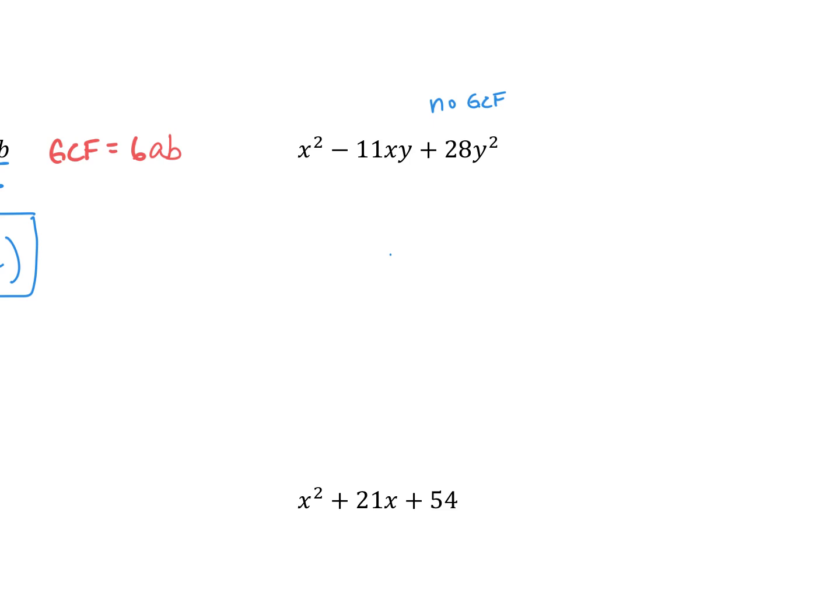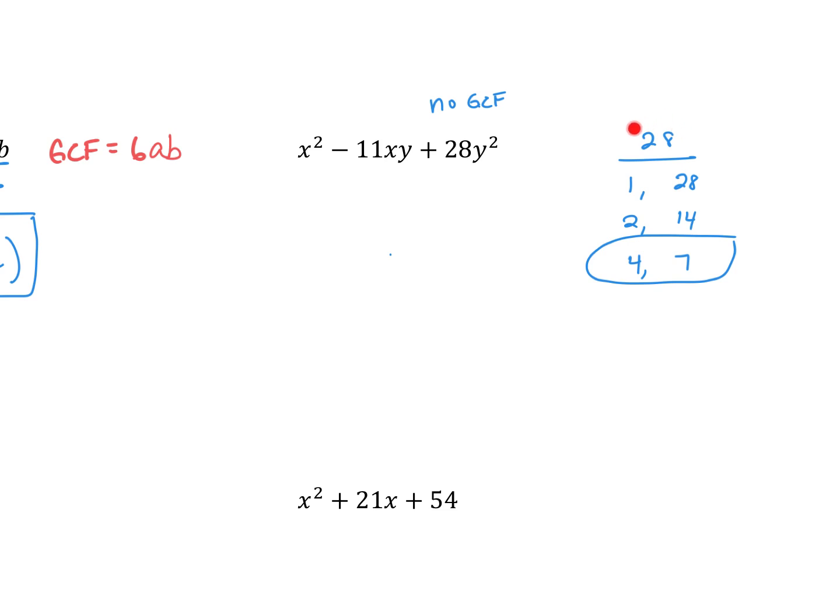So our c value is this 28. Now factors of 28 are 1 and 28, 2 and 14, and 4 and 7. So we're trying to find a factor pair that adds up to this negative 11. So the 4 and the 7, that's the closest, right? 4 plus 7 is 11. Now we need that to be a negative 11.